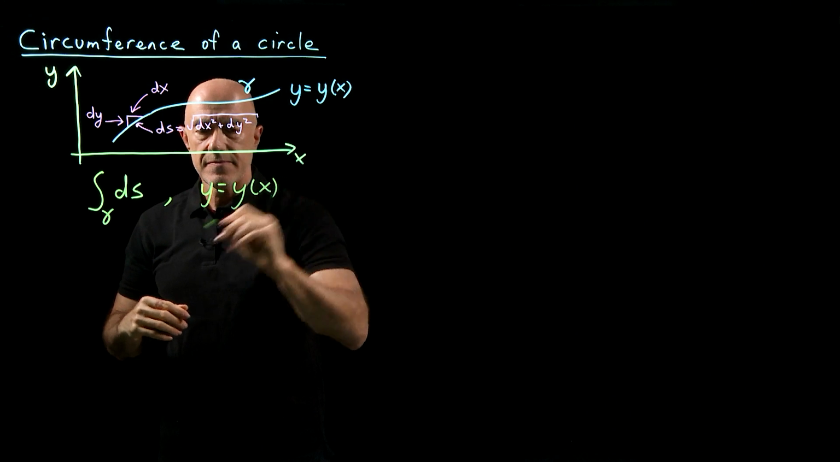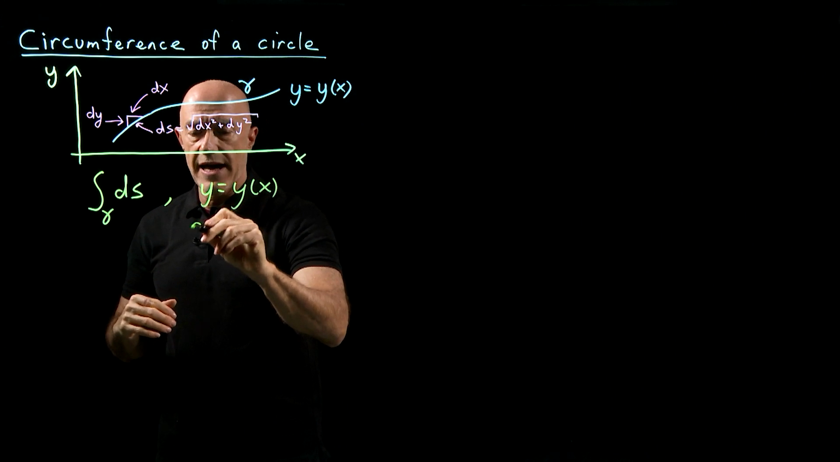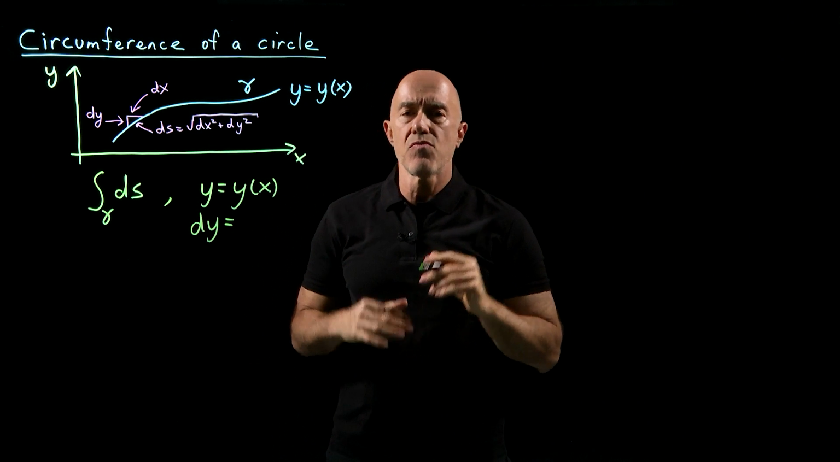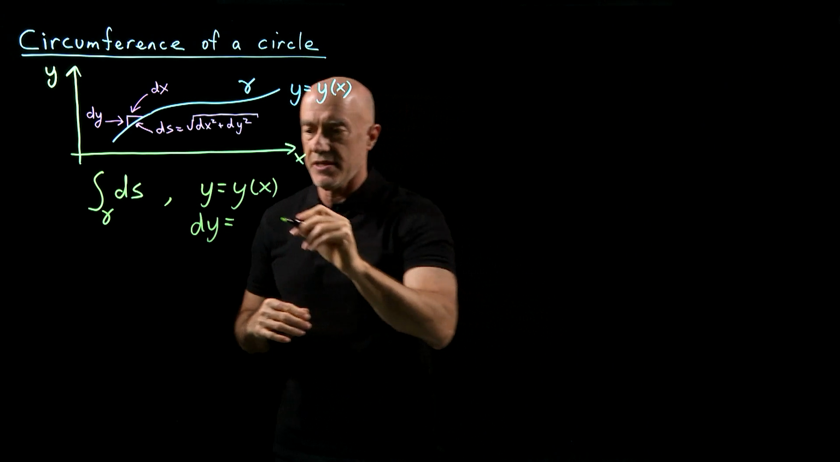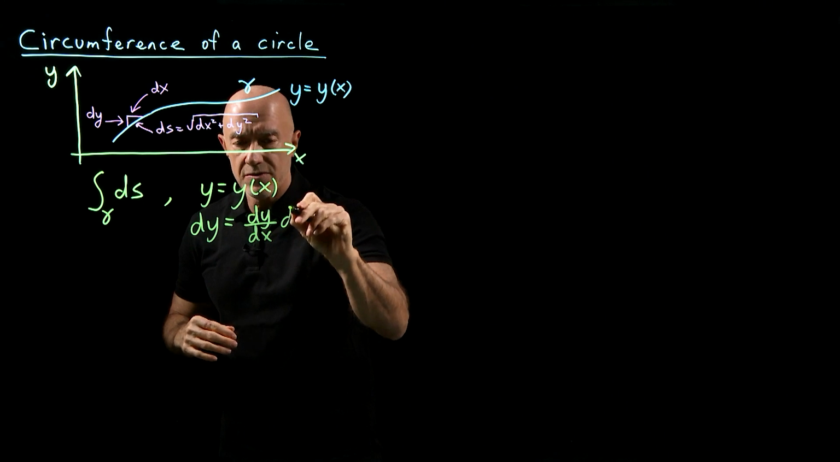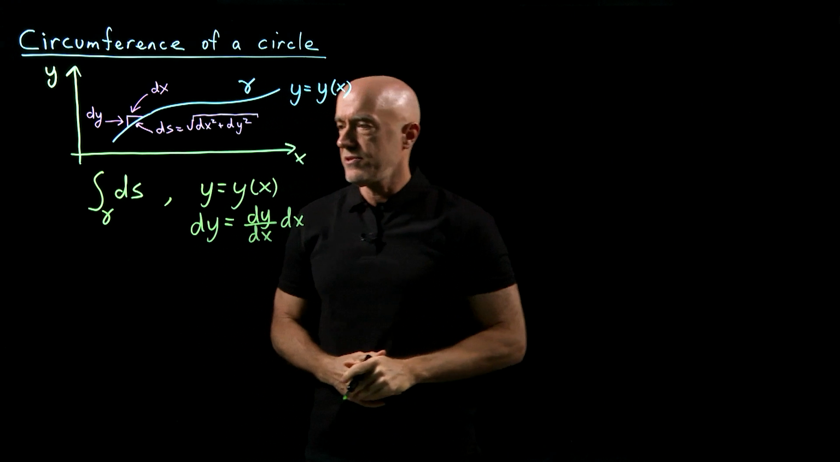So one way of doing that is the case where we have y equals y of x. Then we have dy is y prime of x dx, but we'll use Leibniz notation. So that's dy/dx times dx, right? The dx just cancels here.